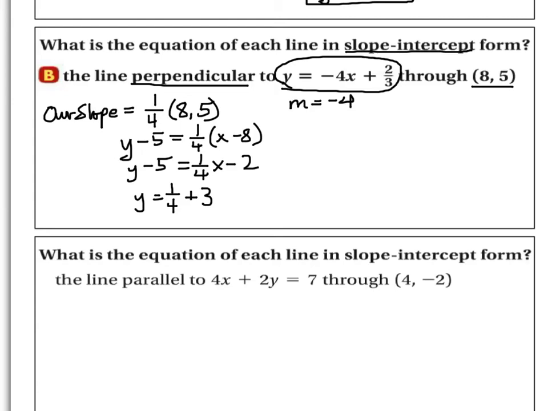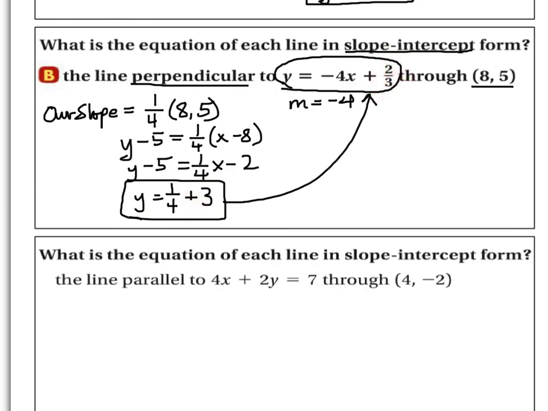This is the equation of the line that is perpendicular to this one, because again, if you look at the slopes, this slope is negative 4, this slope is 1/4. They're opposite reciprocals of each other, and the y-intercepts are different.